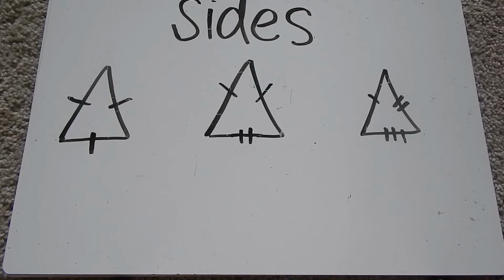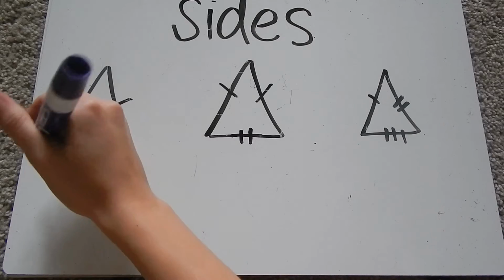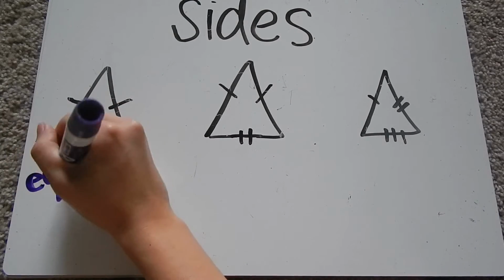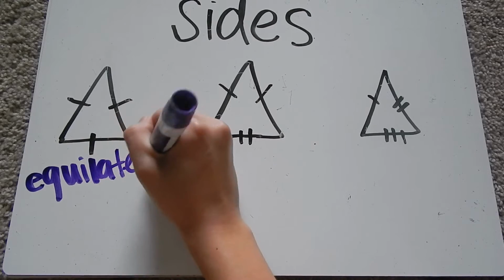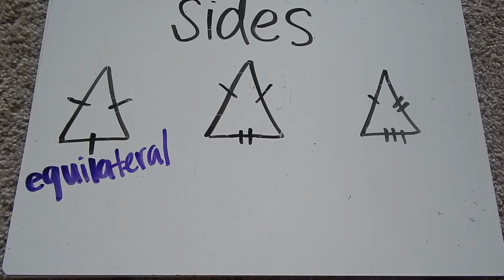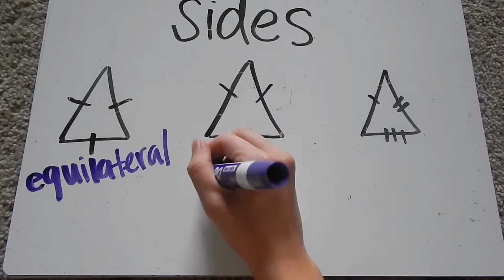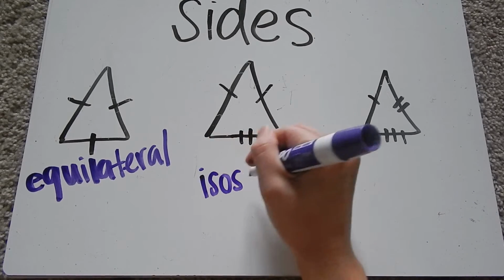If you look at the first triangle on the left-hand side, that triangle has all three sides equal. When we have equal sides, our triangle is called equilateral. The second triangle has two sides equal only. This one is called isosceles.